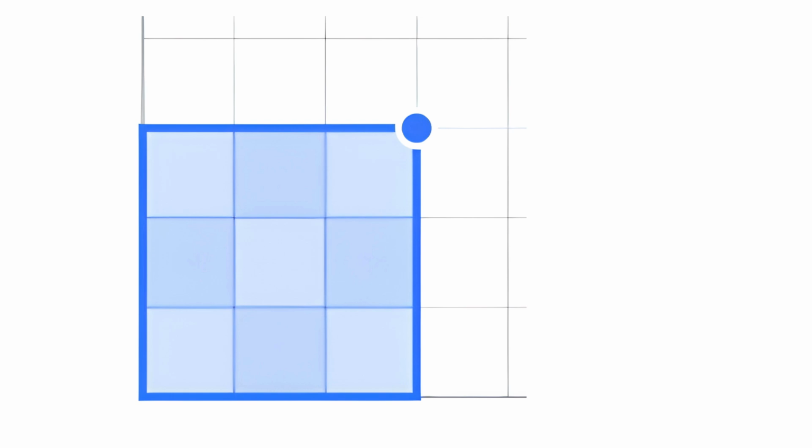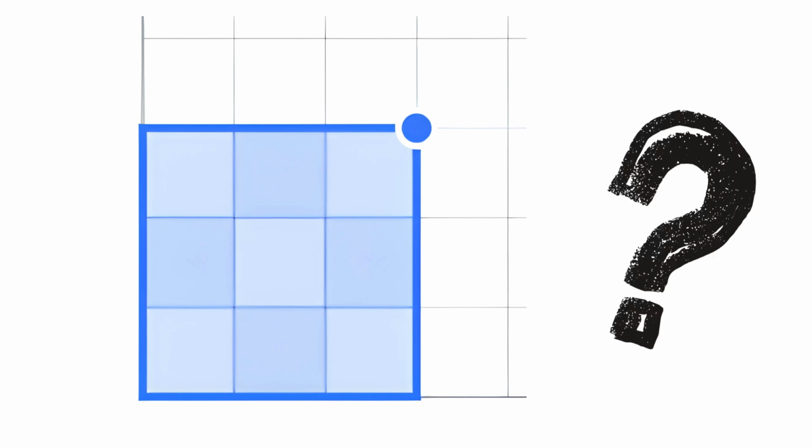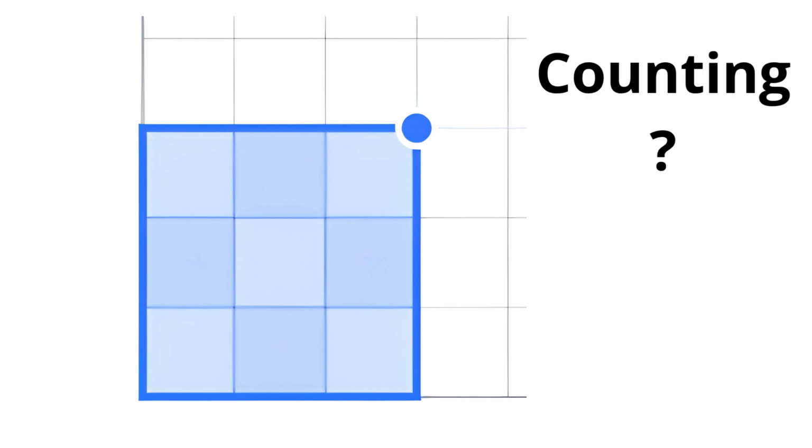This time, there are more squares. How many blue squares can you see? Take a few seconds to think about it. Did you choose 9? That's correct. There are 9 blue squares. But how did you calculate the answer? Did you count every single square one by one? 1, 2, 3, 4, 5, 6, 7, 8, 9.